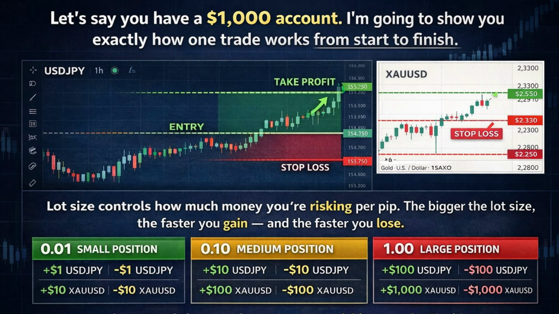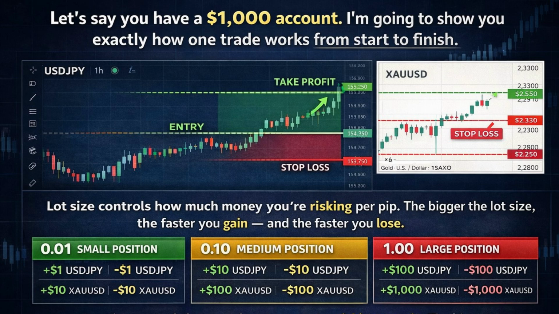So for every pip, you're going to get, I'm sorry, it'll be $1 per tick and $10 per every 10 ticks.